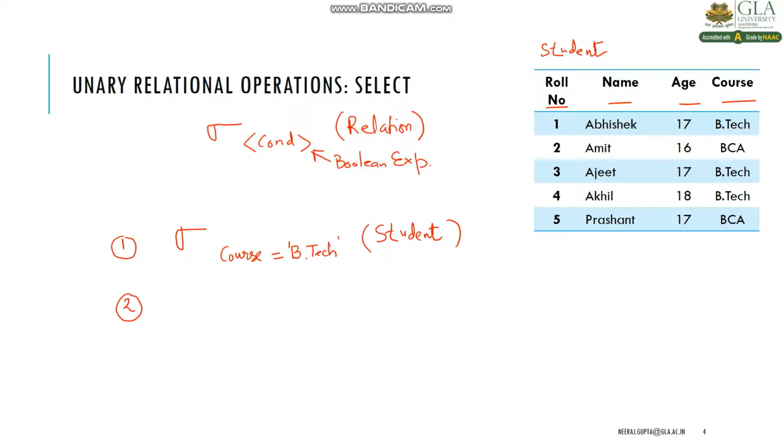Second, I want to know the students whose age is greater than 17. So I can write it this way: sigma age is greater than 17, and the relation name is student.